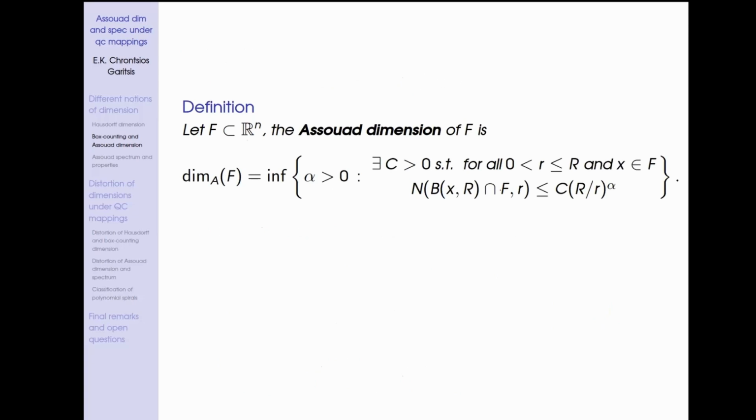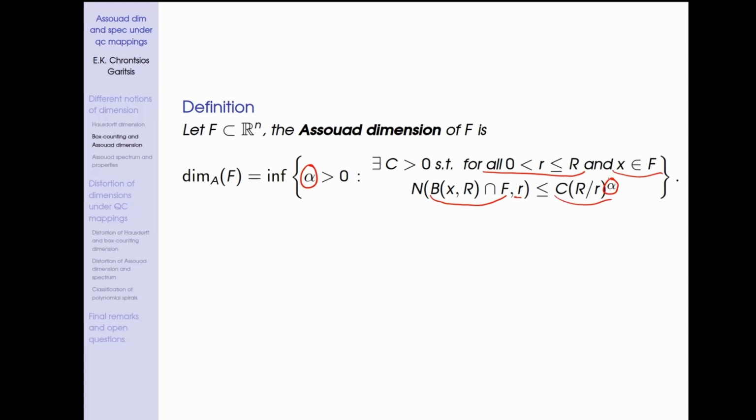One more notion of dimension is the Assouad dimension. And if one has not seen this definition before, it does look complicated, but I will explain what it basically says. It's the infimum of all exponents alpha, for which there exists some constant C, such that for all scales and all points at all places on F, the number of sets of diameter at most the smaller scale that we will need to cover what we see of the set inside the ball of the bigger scale is bounded above by C times the ratio to the exponent alpha.